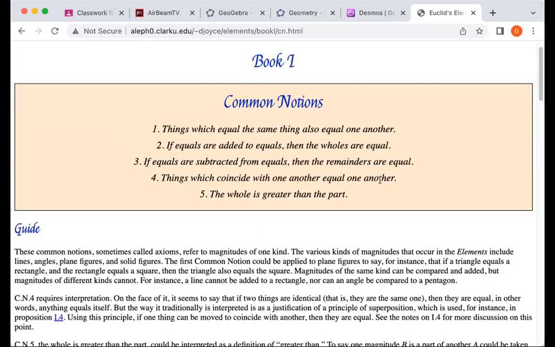Those don't seem even necessary to say, but that's part of the amazing part of it. They're trying to say stuff that we can all agree on, and you wouldn't argue them, and then they're going to build up geometry from these building blocks.